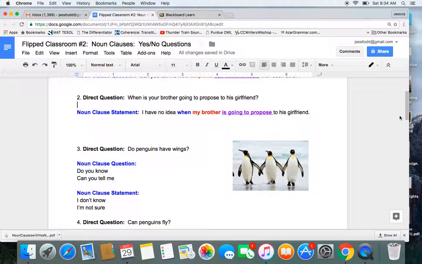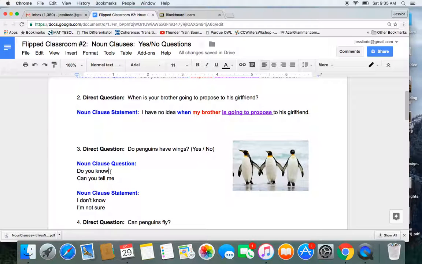Let's look down here at these lovely penguins. If our direct question is something like, do penguins have wings? If we think about how someone could answer this question, their answer is going to either be yes, they have wings, or no, they don't have wings. So we can call this a yes or no question. To make a noun clause question, we do this a little bit differently than above because we don't have this WH word to begin the noun clause. So let's take a look here at how I do it.